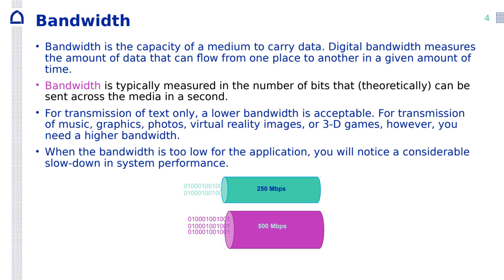So what is bandwidth? If I ask you the bandwidth of a road, the street, how many cars can go through that road at a certain time? This is the bandwidth. So the bandwidth of a medium is the capacity of a medium to carry data. Digital bandwidth measures the amount of data that can flow from one place to another in a given amount of time.